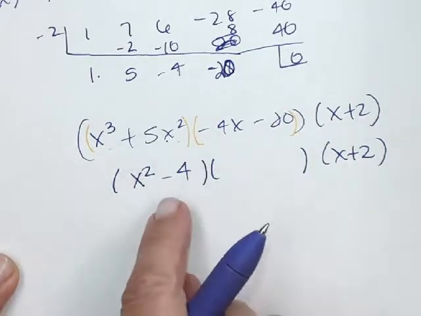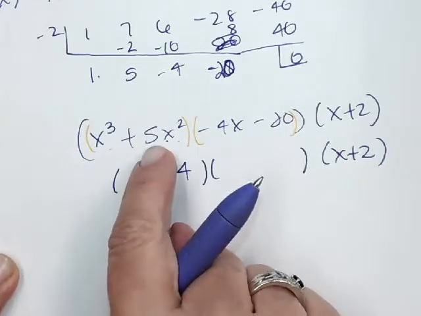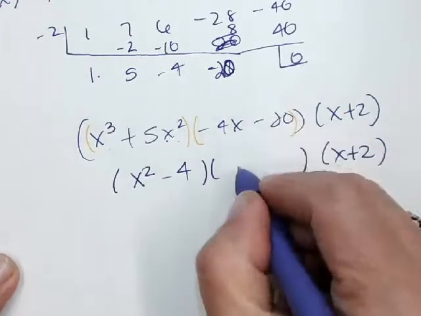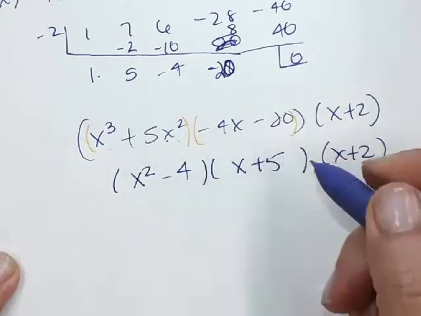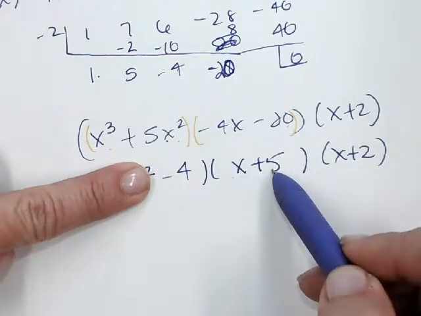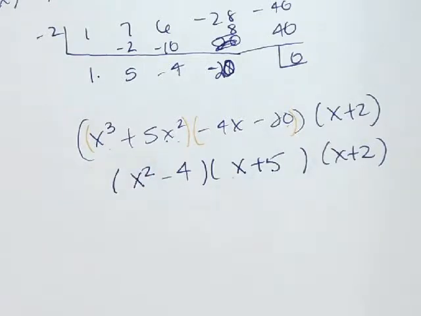So now, when I took out the x squared, what did that leave me? When I divided all of this by x squared, that left me with x plus 5. And double check it. When I took out a negative 4, when I divided that out, did it leave me with x plus 5? Yes, it did. Okay, so there's my grouping.